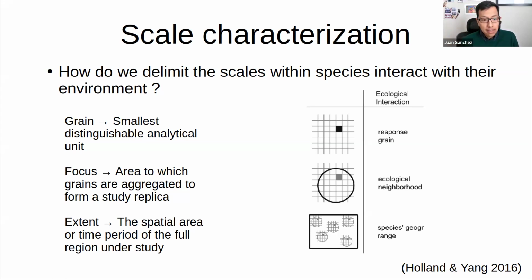what the species perceives. And lastly, we have the extent, which is the spatial area or the time period of the full region under study. So this refers to all the area where you sampled different environmental predictors and response variables. And it includes all the area of a study, because this limit frames how much environmental variability you are in the end taking into account. So this could be, for example, a region, a study area, or a country. It's the biggest area where you have all the environmental data that you could have considered.